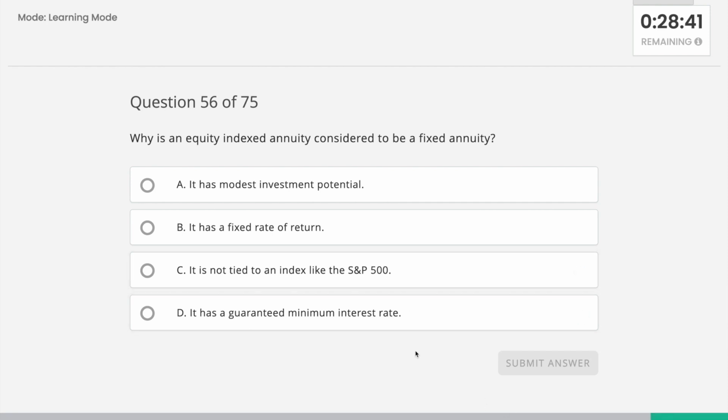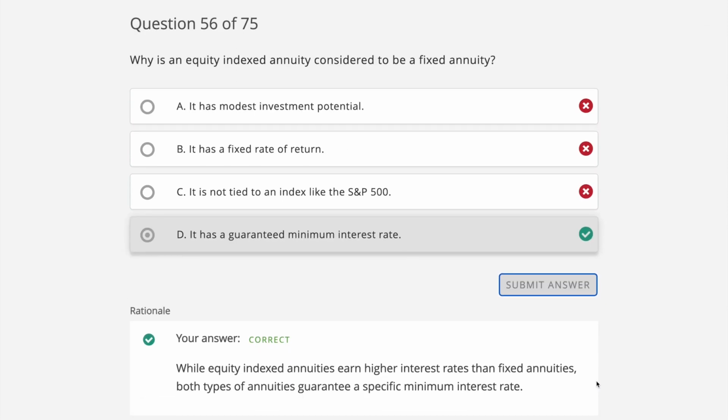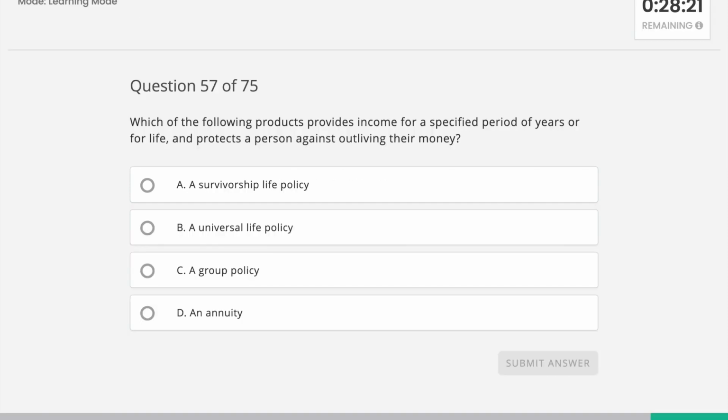Why is an equity index annuity considered to be a fixed annuity? Because it has a guaranteed minimum interest rate. That's why. So it's not invested in mutual funds because it has a guaranteed minimum. Mutual funds are invested in a variable annuity. Variable annuity is mutual funds.